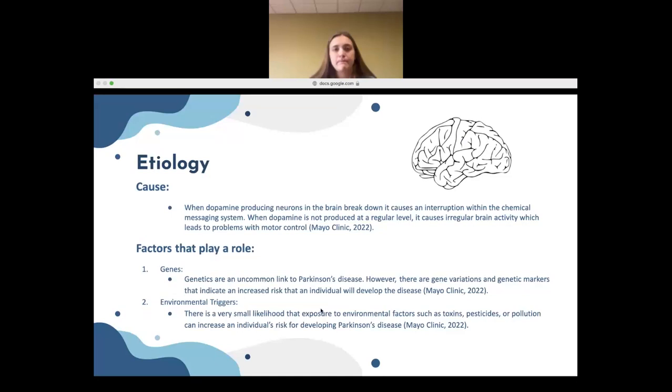At this time, research has shown that genes can play a small role. It's very rare, but there are genetic markers that indicate an increased risk for Parkinson's disease. And then there are also some environmental triggers. Again, it's a very small likelihood that these are going to cause Parkinson's disease, but common exposure to toxins, pesticides, or pollution does have the ability to increase an individual's risk for developing Parkinson's.